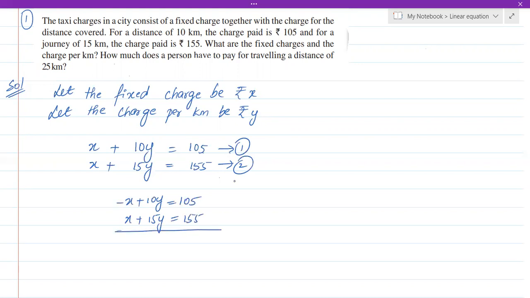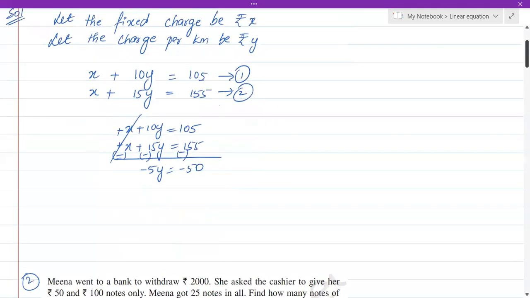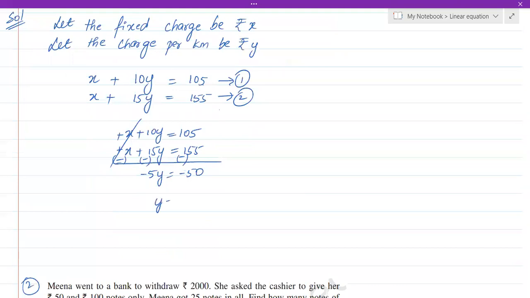So both are positive x. Therefore we have to change the sign. Plus will become minus, and plus will become minus. Plus x and minus x get cancelled. Plus 10y minus 15y gives you minus 5y. 105 minus 155 gives us minus 50. Therefore the value of y will become minus 50 by minus 5. Minus minus gets cancelled. 5 tens are 50. Therefore the value of y is 10. That is, the charge per kilometer is 10 rupees.